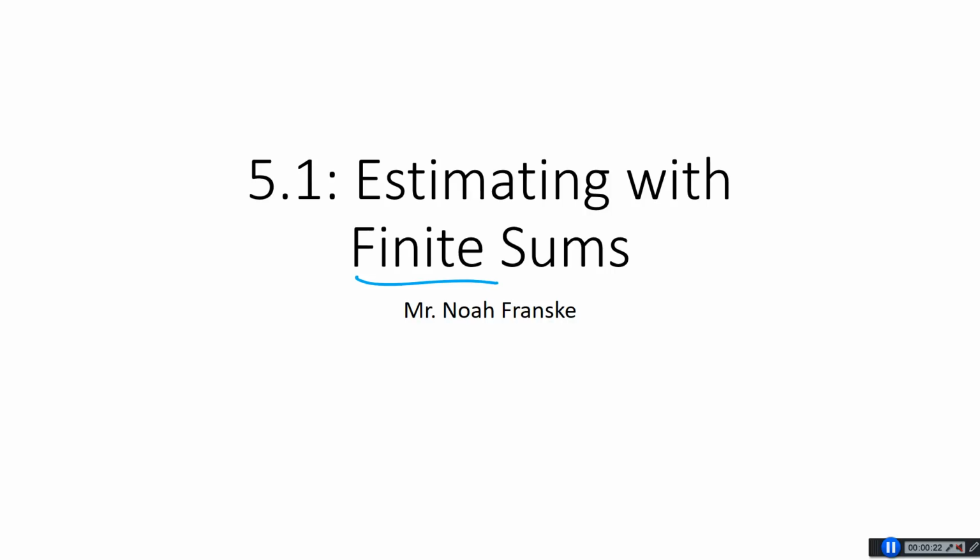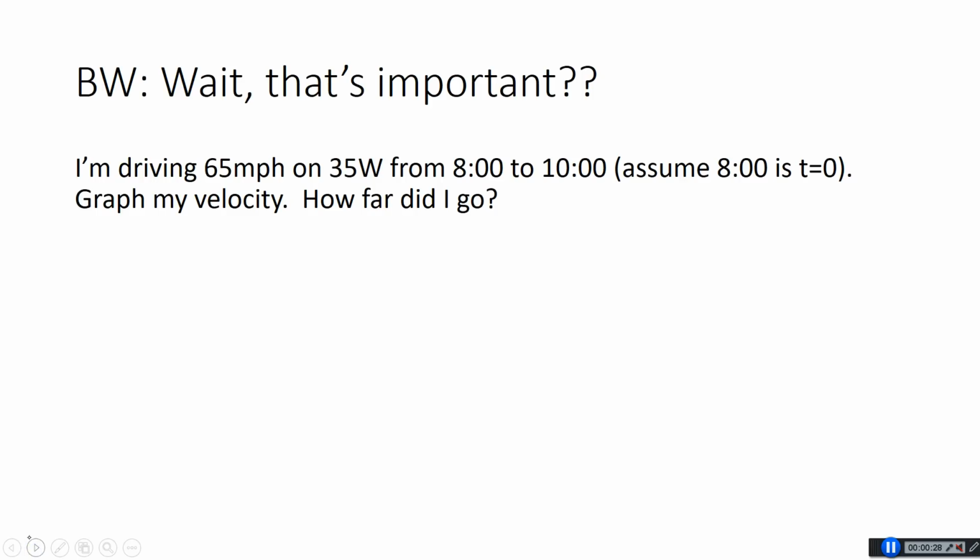And it's really not too bad, but this introduces a topic that we talk about for the rest of the year. So that's important. Let's see what's going on here. So I'm driving 65 miles per hour on 35W from 8 to 10 o'clock. So assume that 8 o'clock is t equals 0. What we're going to do here is graph the velocity and see how far I went.